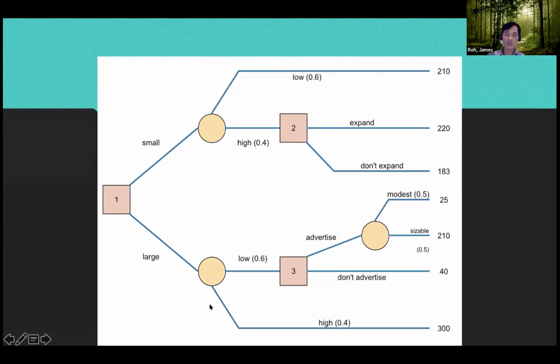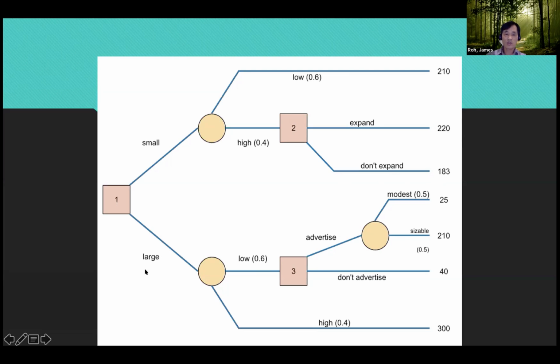But remember that this is a condition, therefore it has to be a circle. It shouldn't be a decision point or rectangle or square here. So that's a symbol you have to be careful about. And then if you go further down, now if it is small and high market, then we have another decision point to make, whether to expand or not to expand. So we have two choices to make. So in that case, you have to use a square rather than a circle.